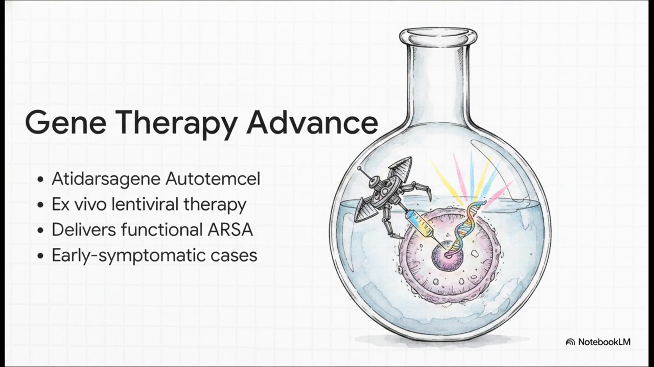Now, examiners also really love testing your current awareness, so you definitely need to note this massive gene therapy breakthrough. It's called atidarsagene autotemcel. It's an ex vivo lentiviral gene therapy that delivers functional ARSA using autologous stem cells. And just like HSCT, it is approved for pre-symptomatic or early symptomatic patients. Definitely keep this in your back pocket for those cutting-edge management questions.